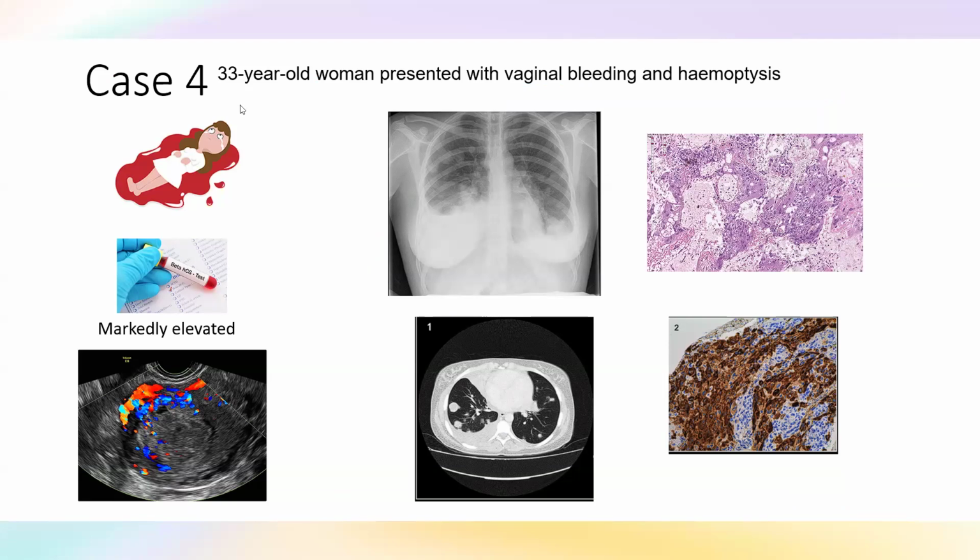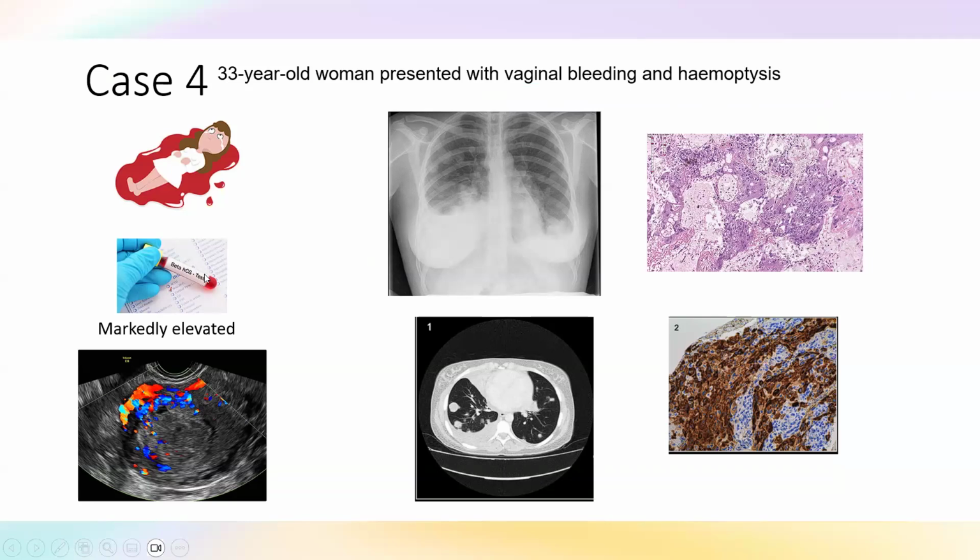Okay. So case 4, we have a 33-year-old woman presented with vaginal bleeding and hemoptysis. So see, vaginal bleeding and hemoptysis, this patient might come to you, or she might go for the chest internist. This case might present with intracranial bleeding and go for the neurologist or neurosurgeon. She might go to different clinics actually.